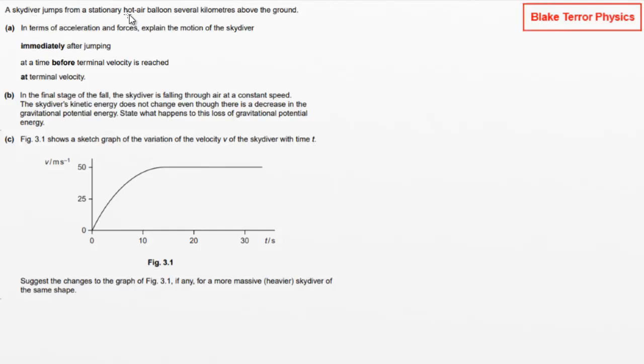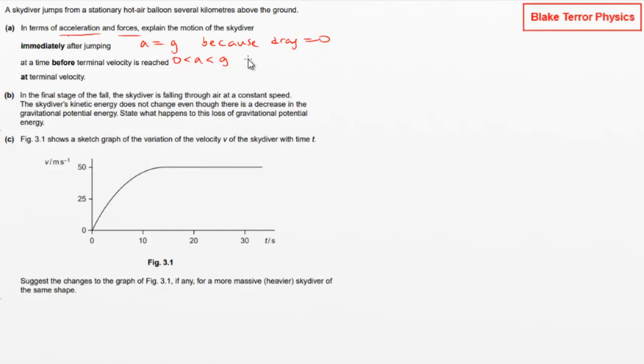So he jumps from a stationary hot air balloon several kilometers above the ground. In terms of acceleration and forces, explain the motion of the skydiver immediately after jumping. So acceleration equals g, the free fall due to gravity. We want to say acceleration and forces. So we want to say because the drag equals 0 at a time before terminal velocity is reached. So the acceleration is less than g but is greater than 0.